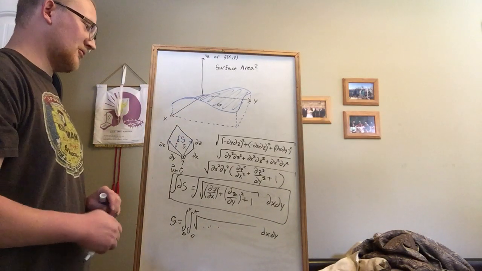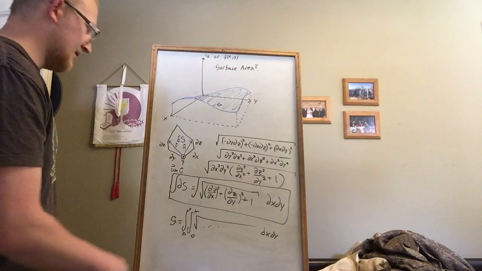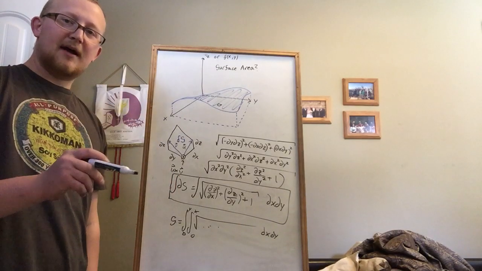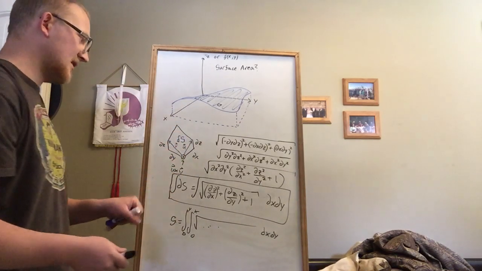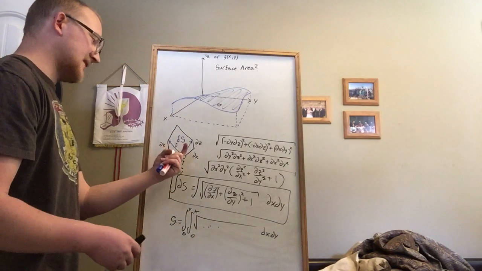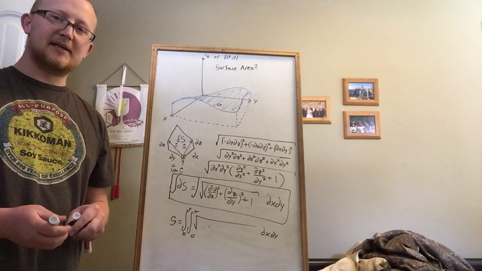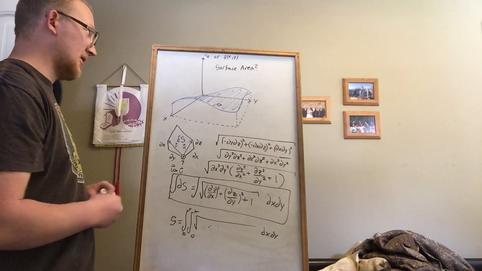And then in a later video, we'll start talking about the fact that dS itself, the vector u cross v, is not just the area, but is also normal to the surface. So we're going to be able to use that vector to figure out flux through a surface.